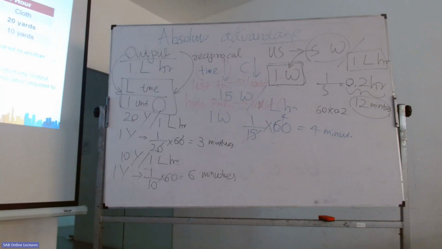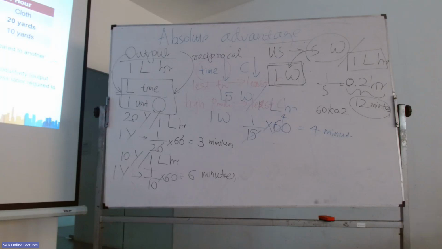In this table we see that the US can produce 5 bottles within 1 hour. So it's 1 divided by 5 multiplied by 60 minutes. The answer is 12 minutes. To produce 1 wine bottle, it requires only 12 minutes in the US.